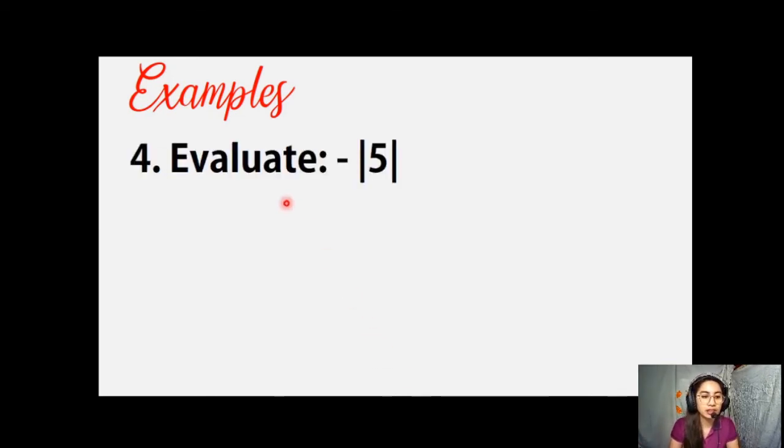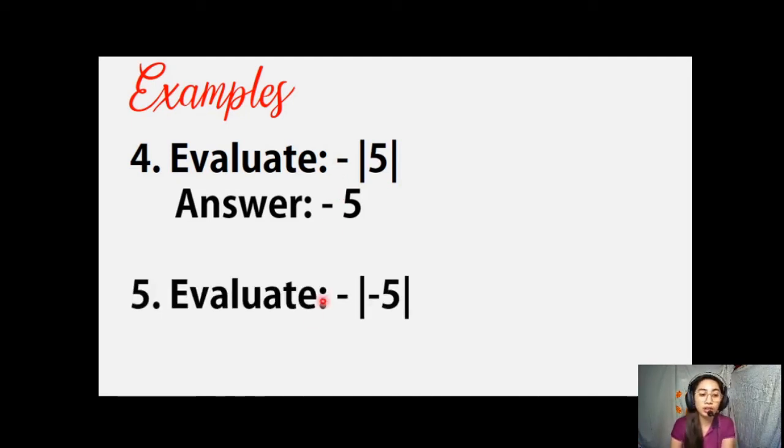Okay, next. So evaluate negative absolute value of 5. Remember that if a negative sign is outside the absolute value, it's not affected by the absolute value symbol. So kung nasa labas siya, ang gagawin mo lang is just to copy it on your final answer. Okay? So the distance of positive 5 to 0 is 5 units. So the answer is negative 5 because kinopya lang natin yung negative sign na nasa labas.